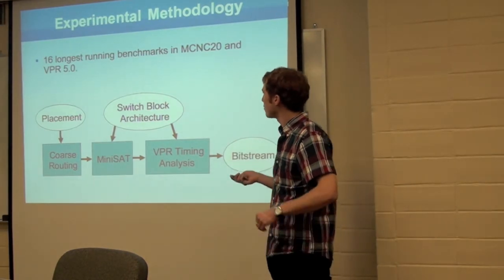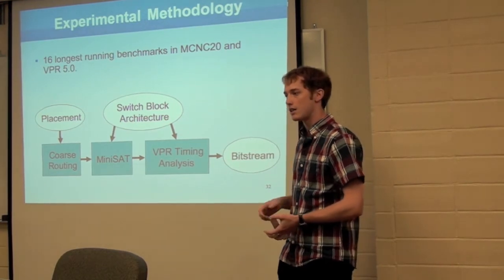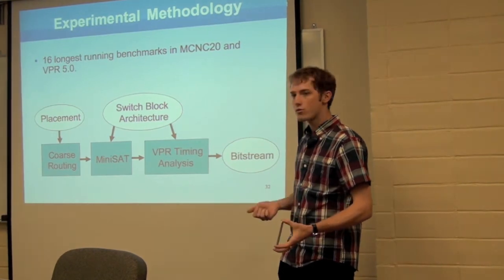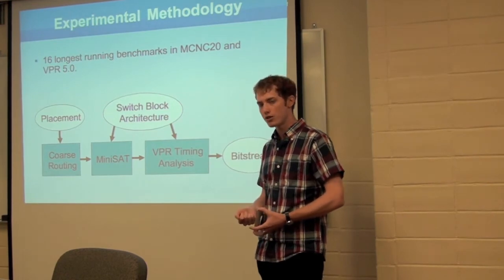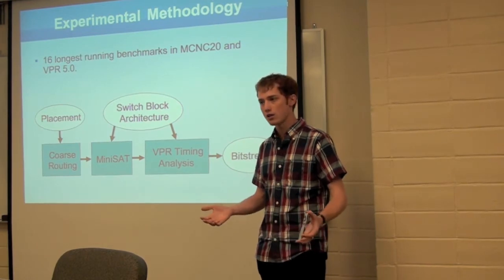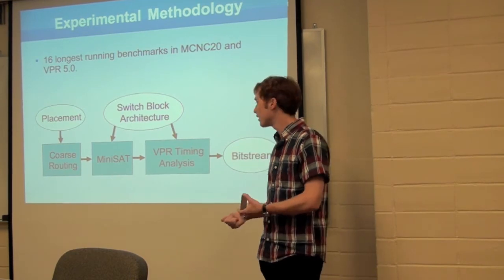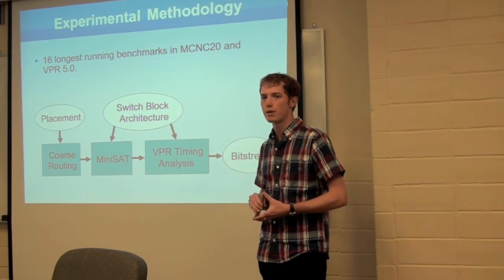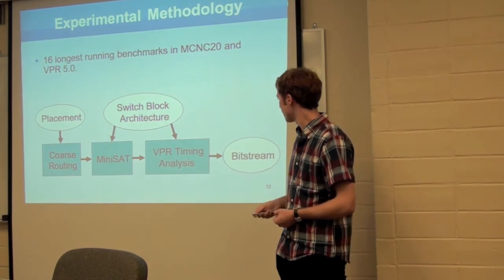So this is our experimental methodology. We use the 16 longest running benchmarks in the MCNC benchmark suite and in the VPR5 heterogeneous benchmark suite. We did coarse routing using Pathfinder, and then using that coarse routing and the switch block topology, we generated a SAT formulation, put that through Minisat, and got our routing solution. Then, to compare critical path and area numbers, we put it back into VPR just to do timing analysis. We didn't do the routing step and didn't change any of the routing. We just got some results from VPR to make sure that the results were good.